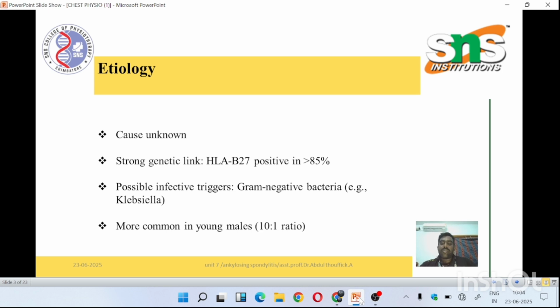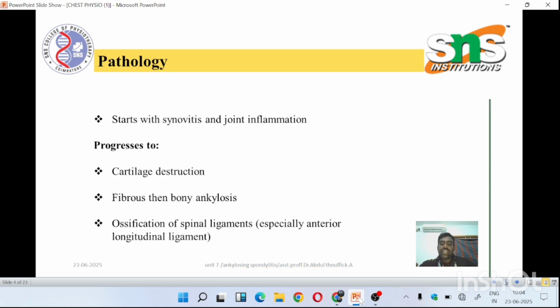What is the pathology? Let's understand what happens inside the body. The disease starts with synovitis and inflammation of the joints. Gradually, this leads to destruction of the cartilage, formation of fibrous tissue, and later bony fusion called ankylosis. Even the spinal ligaments, especially the anterior longitudinal ligament, undergo ossification. It may disturb the range of motion of the axial skeleton.